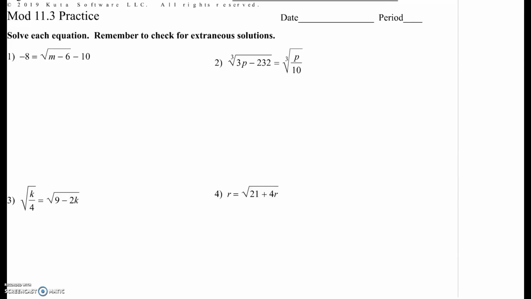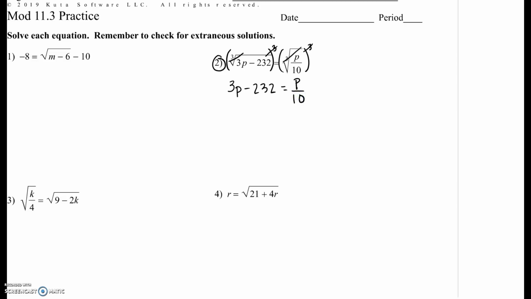Okay guys, since I'm not here, I'm going to go over a few problems from the worksheet that you have today. We're going to start with number 2. We have the cubed root of 3p minus 232 equals the cubed root of p over 10. In order to get rid of that cubed root, we're going to cube both sides of the equation, because what we do to one side, we have to do to the other. That's going to get rid of our cubed root, and we have 3p minus 232 equals p over 10.